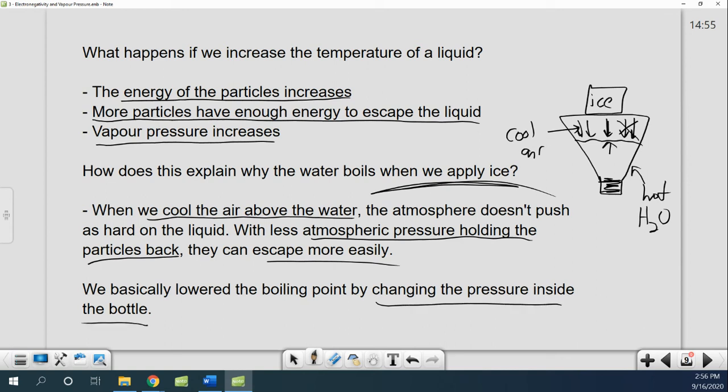If you increase the pressure, it takes longer for water to boil. That's how an Instapot works, or a pressure cooker. You pressurize water so that it doesn't boil at 100 anymore. Maybe it boils at 110. All of a sudden, I'm cooking at a higher temperature, so things cook faster.